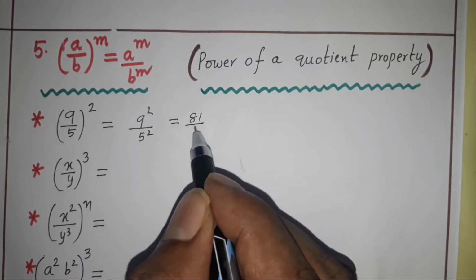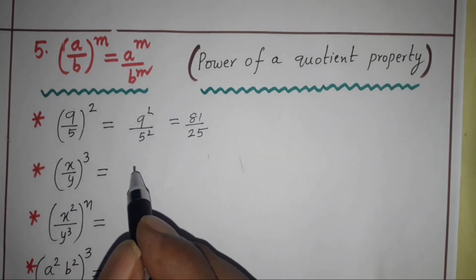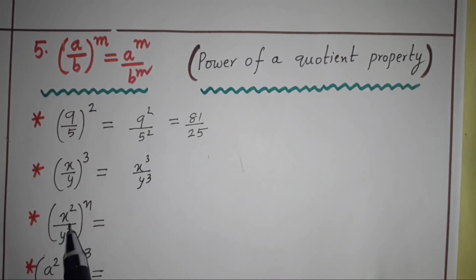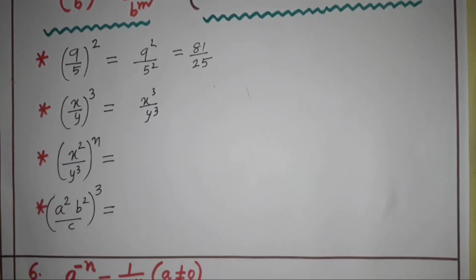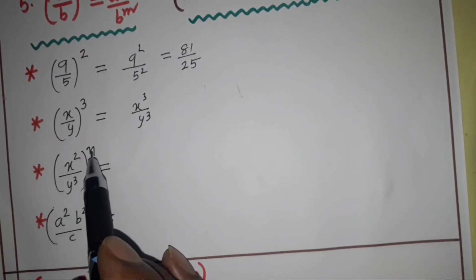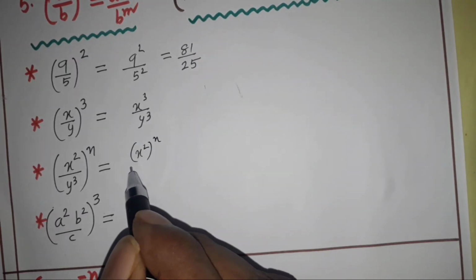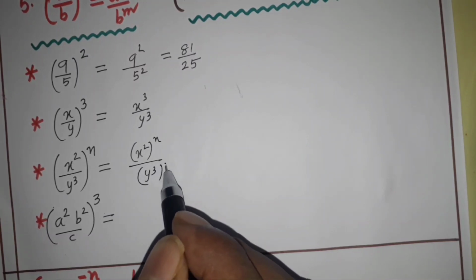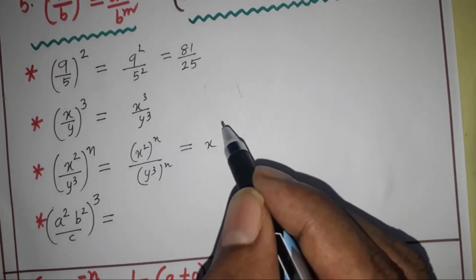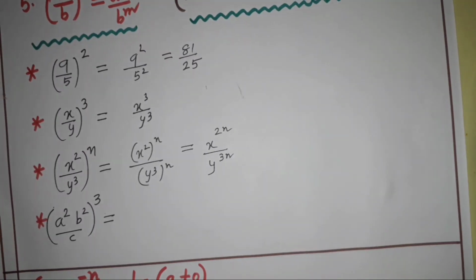It is equal to 81 by 25. Second example, (x by y) whole cube. This is equal to x cube by y cube. (x square by y cube) whole to the power of n. So this whole to the power of n belongs to both, no? Then you write (x square) whole to the power of n by (y cube) whole to the power of n. That equals x to the power of 2n by y to the power of 3n.